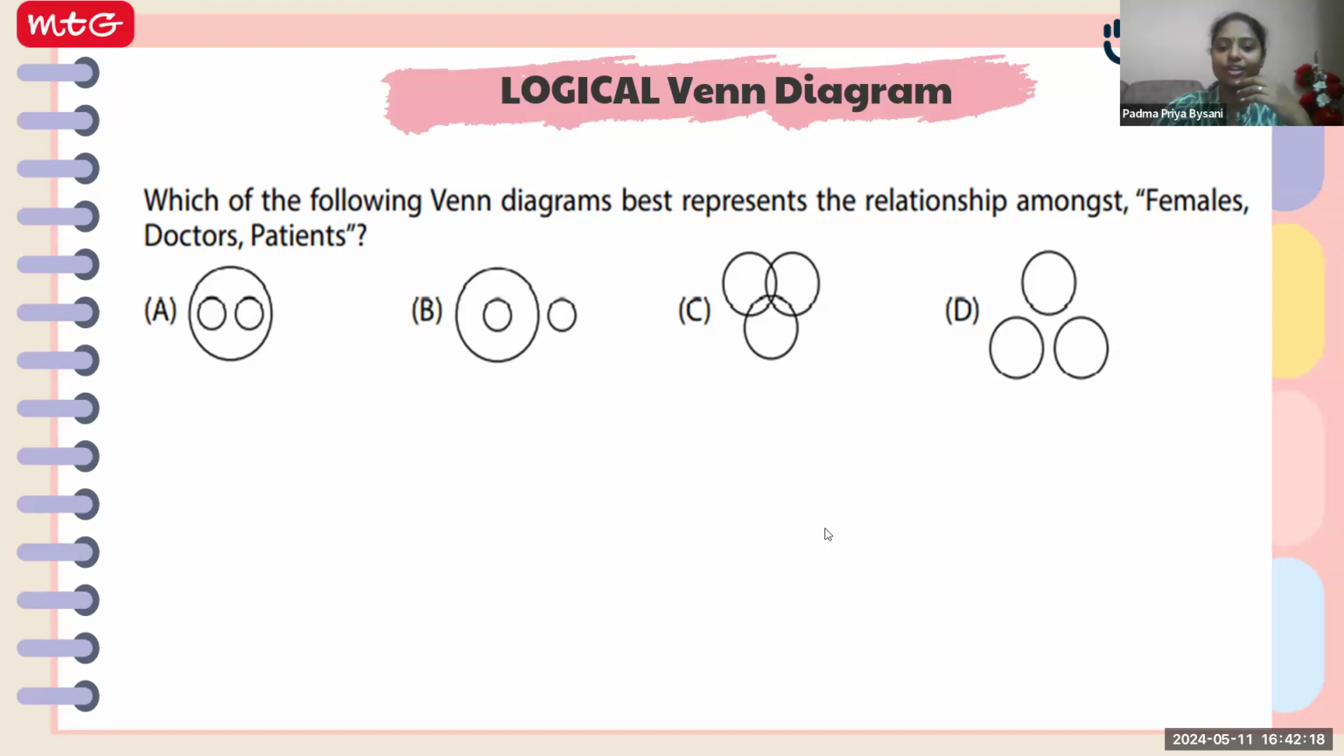So here you can observe the answer for this question is C. Why? Because of the reason I just asked you. If we take females as one circle, doctors as another circle, patients as a third circle, sometimes there could be females who are doctors, doctors who are patients, patients who are females. Sometimes there could be a category of people who are females, doctors and patients as well. So this type of deep understanding you will get by studying logical reasoning.